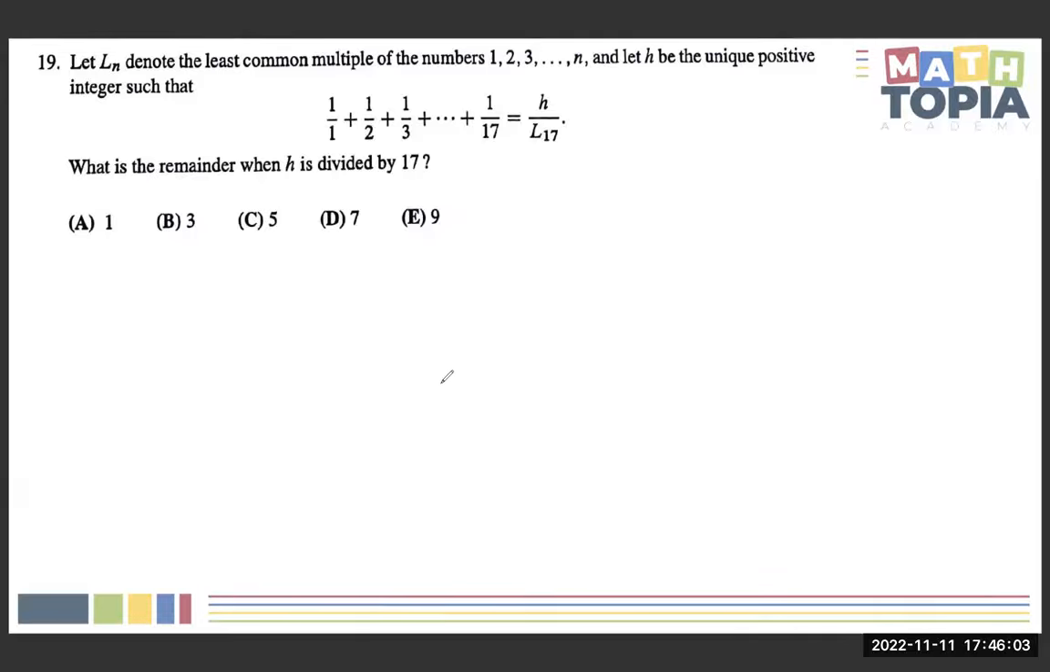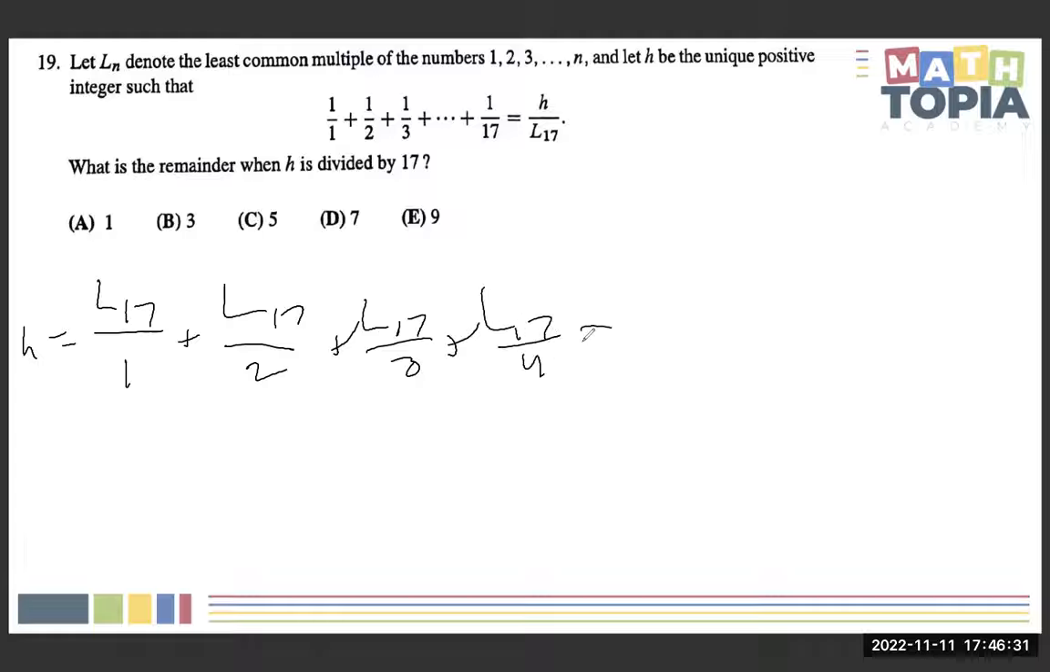Well, first we should figure out how this ends up being h over L17, right? Let's try to get h in terms of itself. If we multiply by L17 on both sides, we get this: h is equal to L17 over 1 plus L17 over 2 plus L17 over 3 plus L17 over 4, all the way up to L17 over 17.